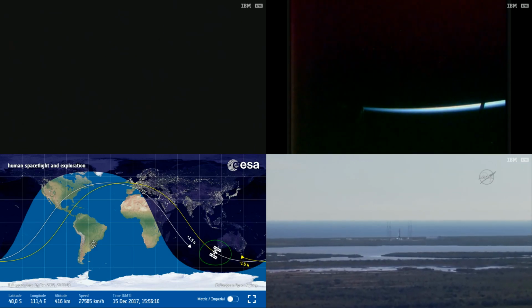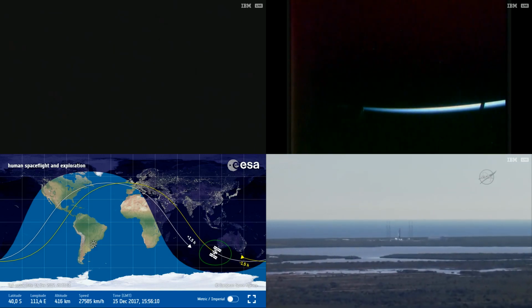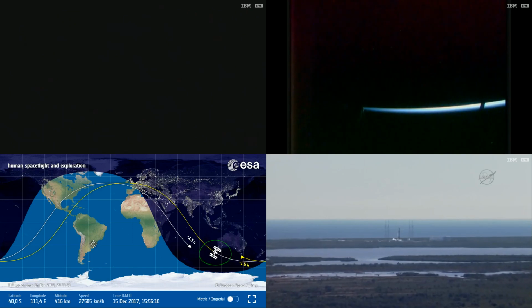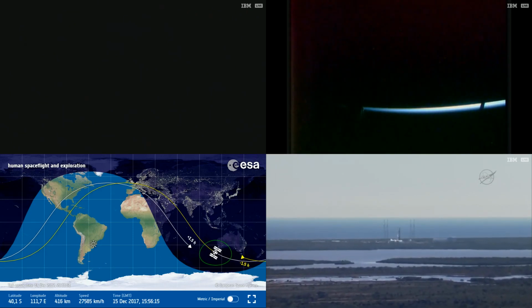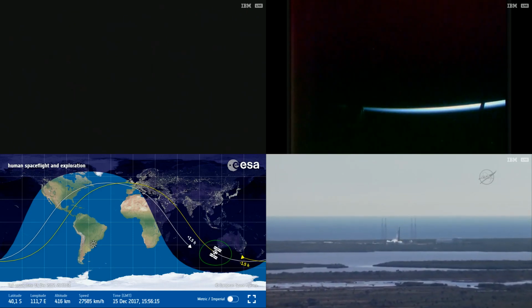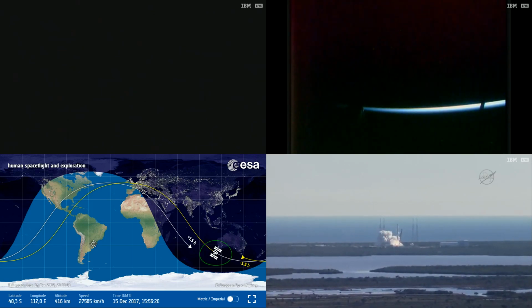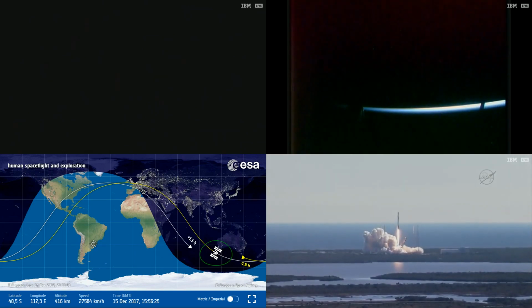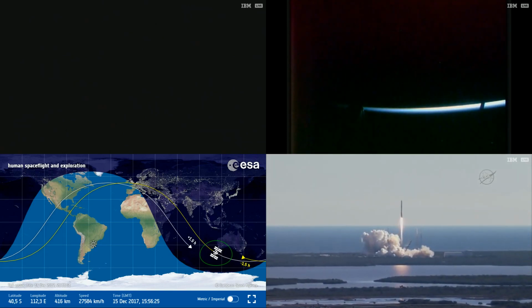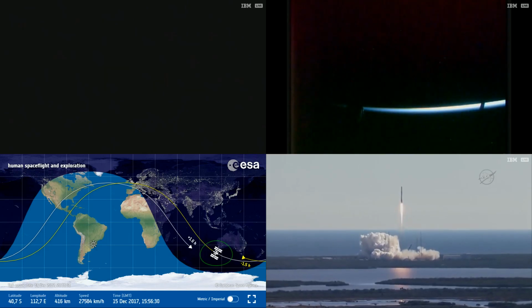That's 10, 9, 8, 7, 6, 5, 4, 3, 2, 1. And liftoff of the Falcon 9 rocket and Dragon spacecraft filled with science and supplies for humanity's research outpost in low Earth orbit, the International Space Station.